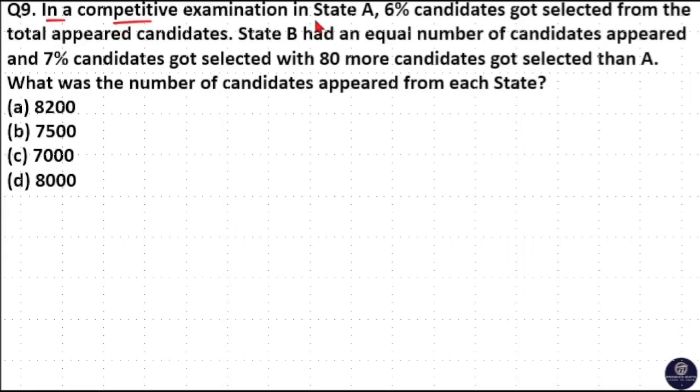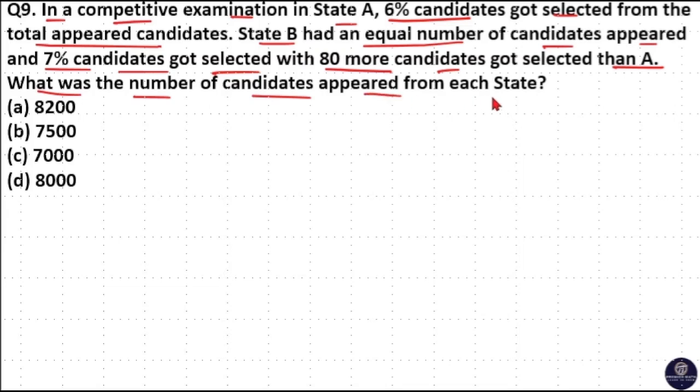In a competitive examination in state A, 6% of candidates got selected from the total appeared candidates. State B had an equal number of candidates appeared and 7% of candidates got selected, with 80 more candidates selected than A. What was the number of candidates appeared from each state? Here, you don't need to do any calculation because from the question itself, you can see that 1% is 80. Then 100% is 80 into 100, 8000. So option D is your answer.